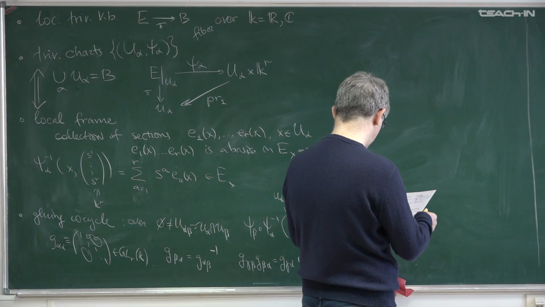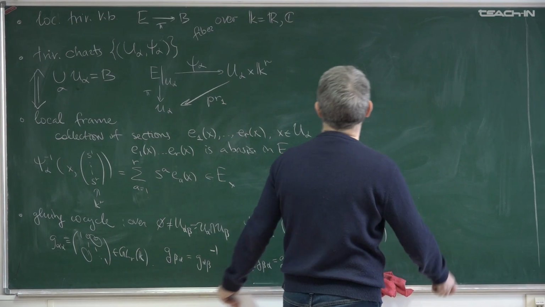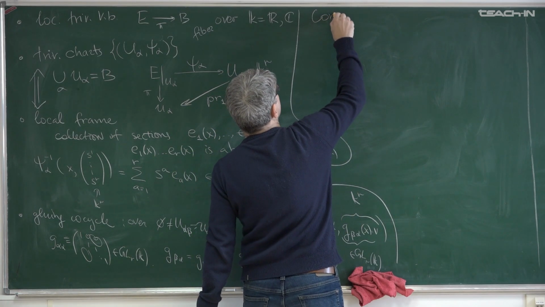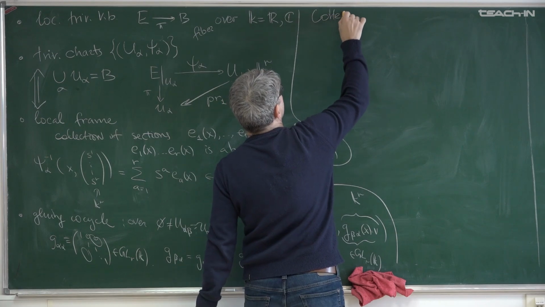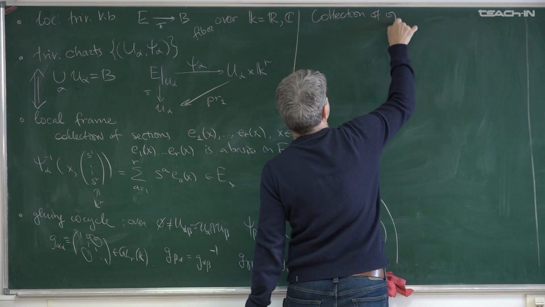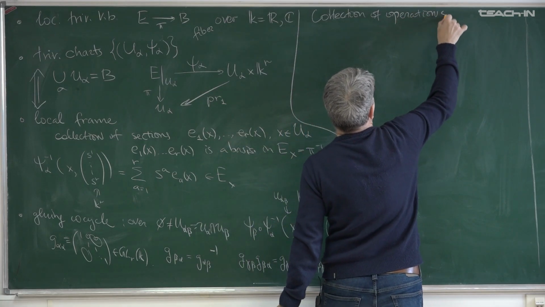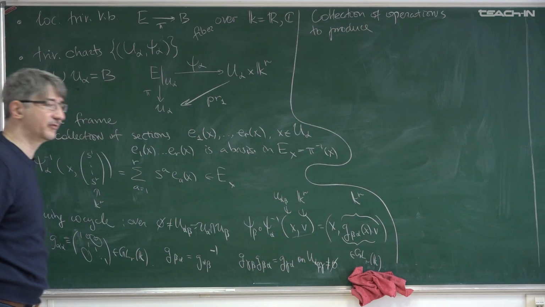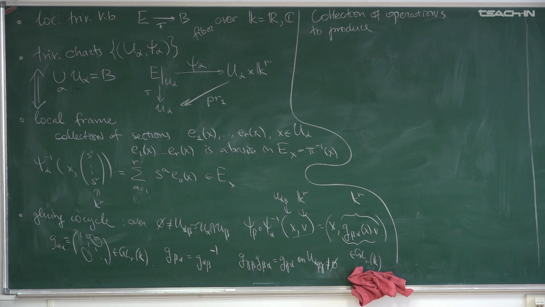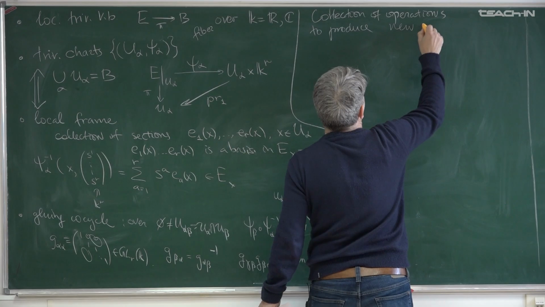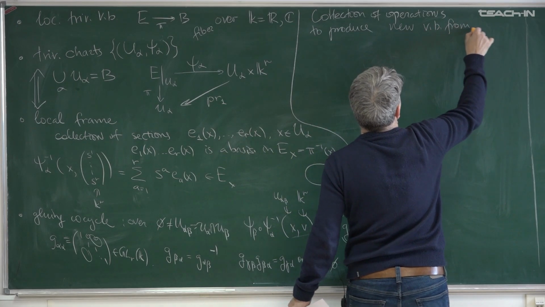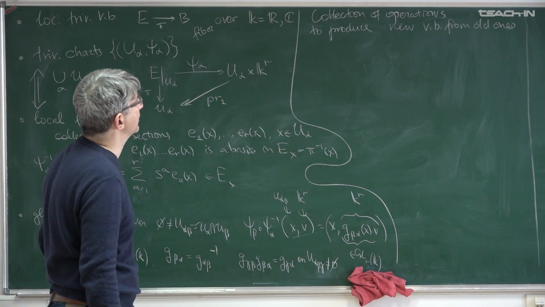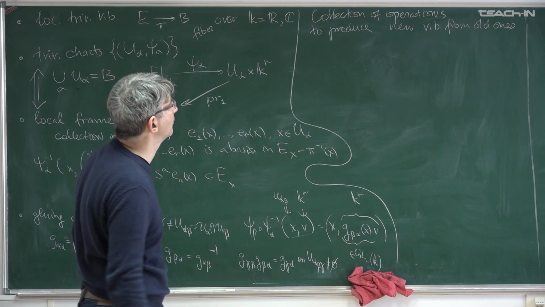Okay, so next we need to discuss the collection of operations to produce new vector bundles. So we will not speak about equivalence. We will skip it until we need it. Maybe we will need it, maybe not at all. So let us remind what the collection of operations is which can produce new vector bundles from old ones.